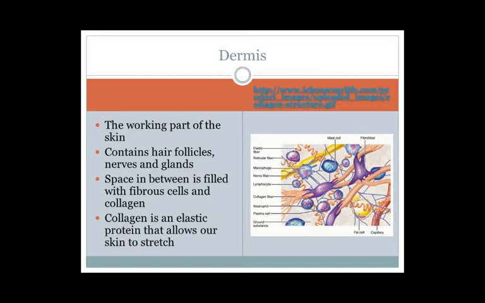So the dermis is the working part of the skin, as I said. It contains hair follicles, nerves and glands. The space in between is filled with fibrous cells and collagen. You may have heard of collagen in advertising, that they often say beauty products like special moisturisers have a lot of collagen, especially the anti-aging ones. Collagen naturally is an elastic protein that allows our skin to stretch and gives our skin scaffolding or structure. So it's what prevents wrinkles.